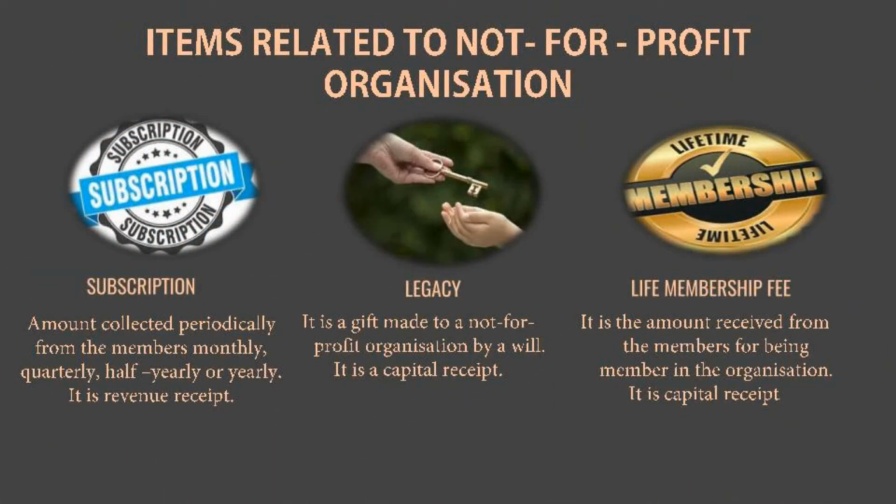They are as follows. Subscription: amount collected periodically from the members monthly, quarterly, half-yearly or yearly. It is revenue receipt. Legacy: it is a gift made to a not-for-profit organization by a will. It is a capital receipt. Life membership fee: it is the amount received from the members for being member in the organization. It is capital receipt.